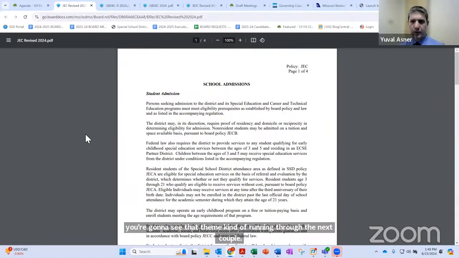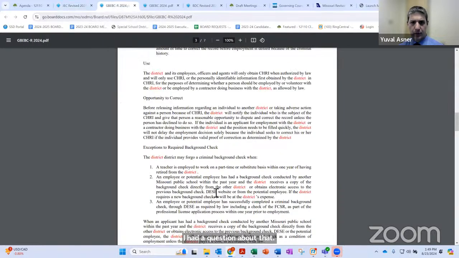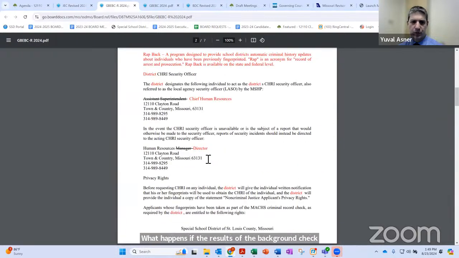I had a question about that. It says that they have to have a background check. What happens if the results of the background check show that there have been some concerns?